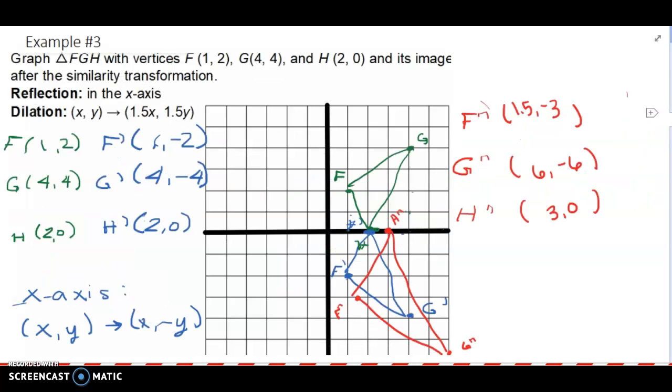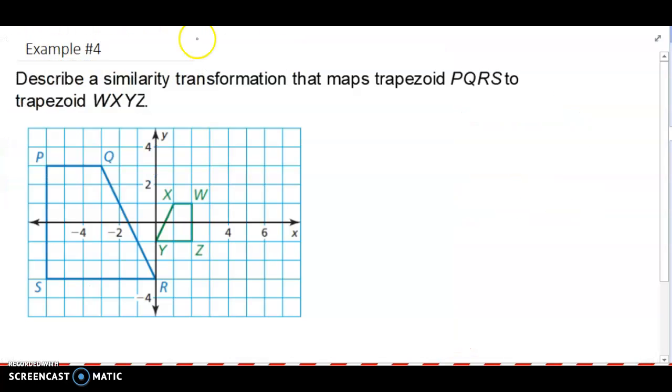And this is example 3. All right, let's look at example 4 now.